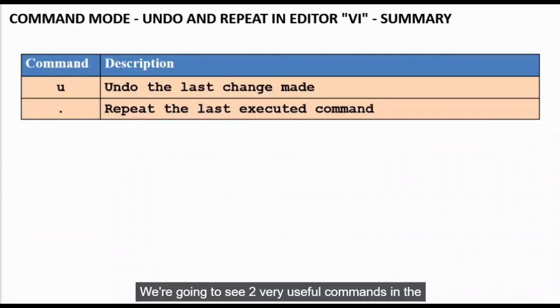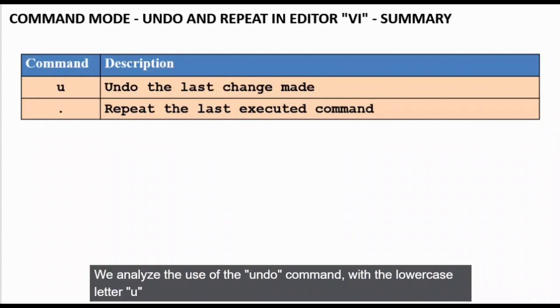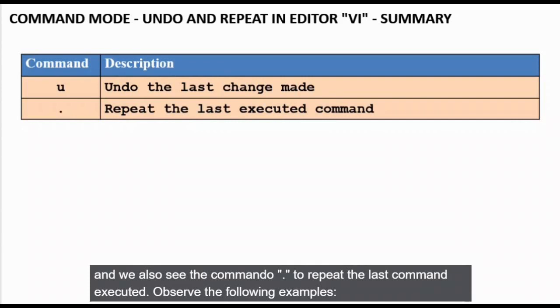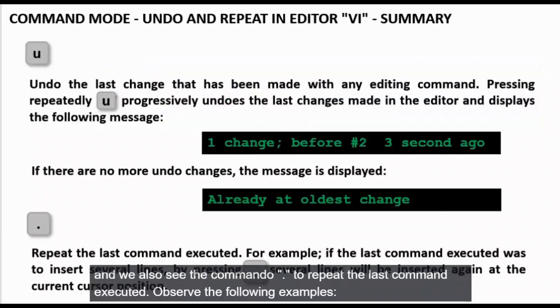We're going to see 2 very useful commands in the vi editor. I'm talking about undo and repeat. We analyze the use of the undo command with the lowercase letter u to undo the last change made, and we also see the dot command to repeat the last command executed. Observe the following examples.